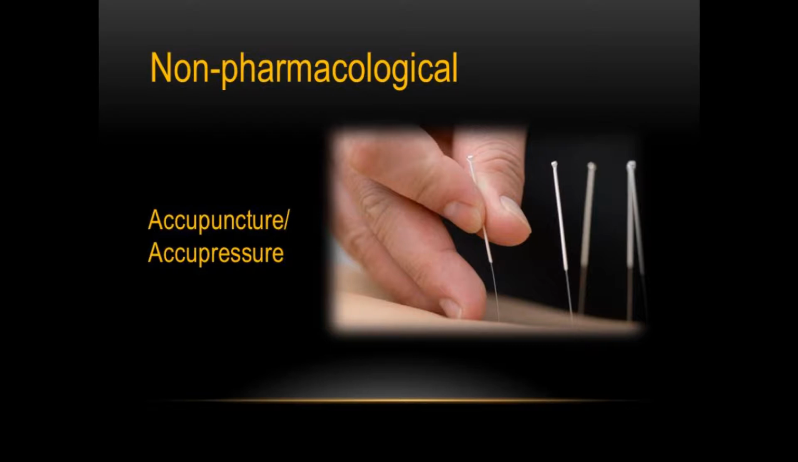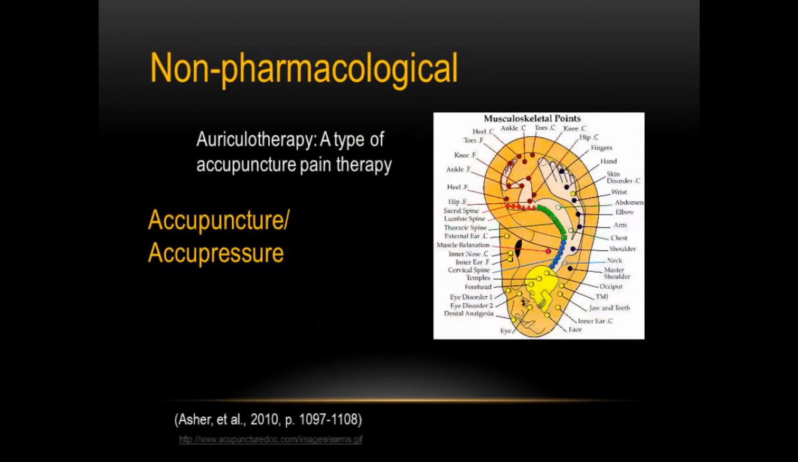One specific adjunct measure of acupuncture is auriculotherapy, which uses various needle points on the ear. And as you can see in this chart, certain areas of the ear correspond with particular musculoskeletal points, and studies have shown this to be effective in relieving pain.